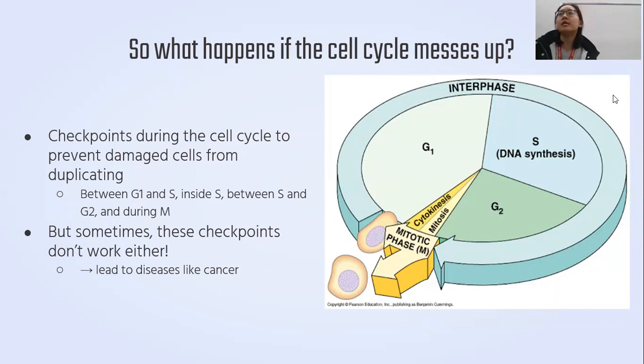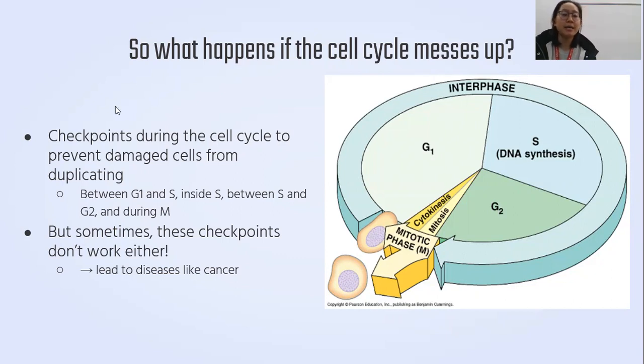We know that it's good and dandy if it's doing its job, because then your cells are just doubling and doubling and doubling. But the reason why they don't mess up that often is because there are checkpoints during the cell cycle that prevent damaged cells from duplicating. They either will kill off the cell, or they'll fix the cell up a little bit if it's not too big of a mess up. This happens between G1 and S to check if DNA is ready to replicate. It happens between S and G2 to check if the DNA was successfully replicated.